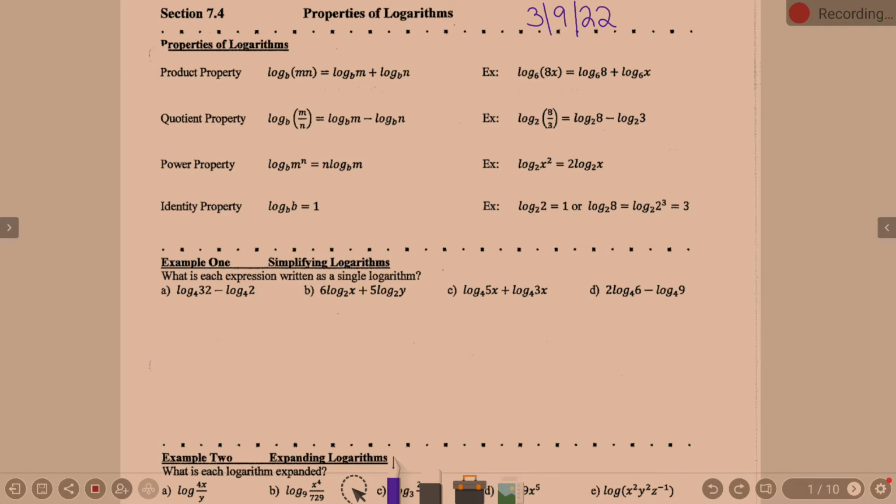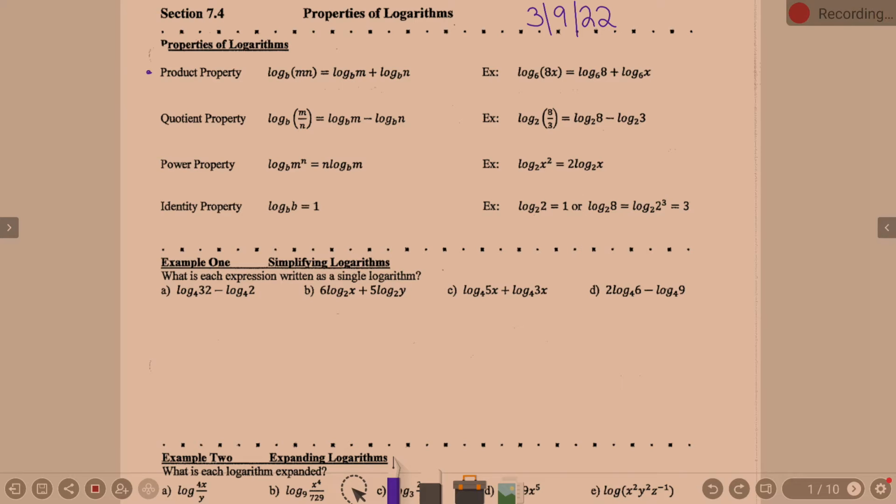The product property. The product property says if you have a log of any base with multiplication inside, that single log can be broken up into 2 separate logs that are being added. Or in reverse, if you have 2 logs being added that have the same base, you can put them together into 1 log where the insides are multiplied. So keep in mind that multiplication goes with addition.